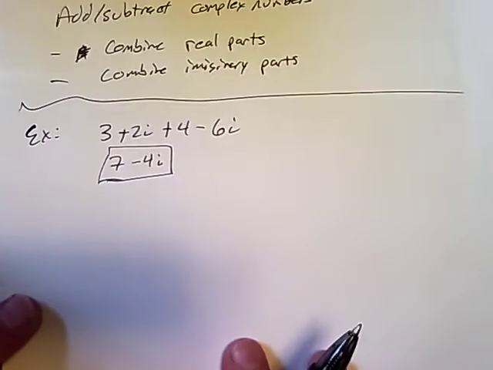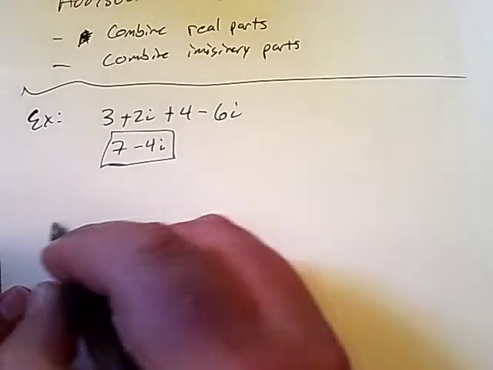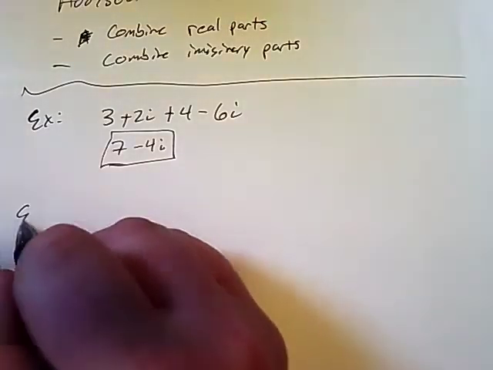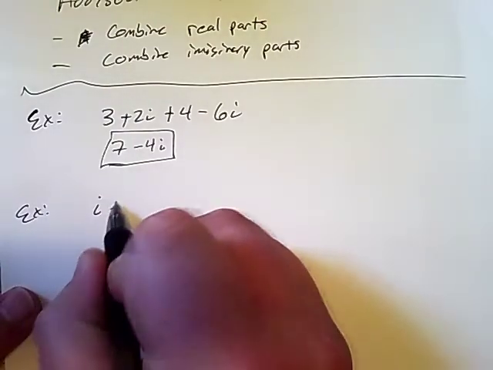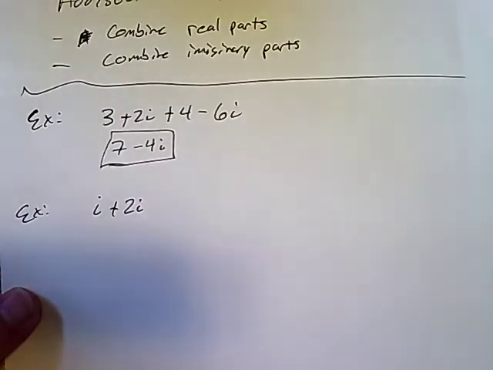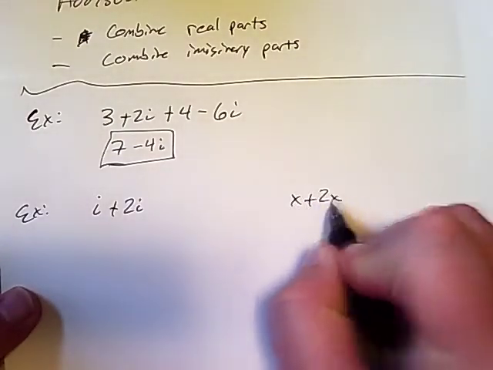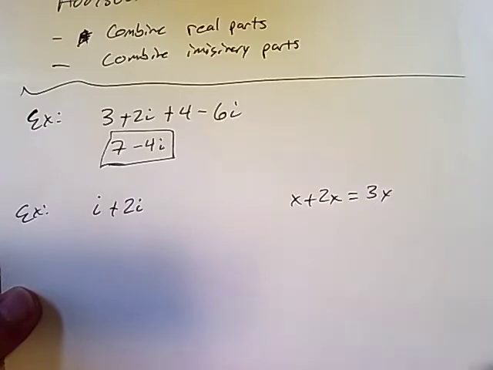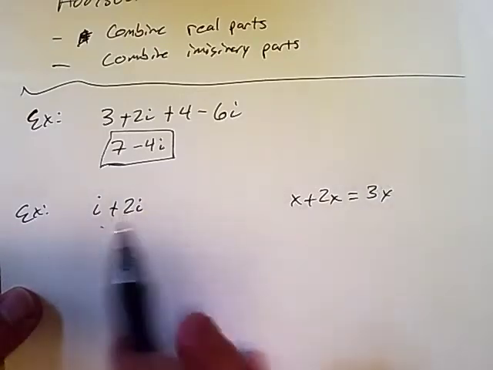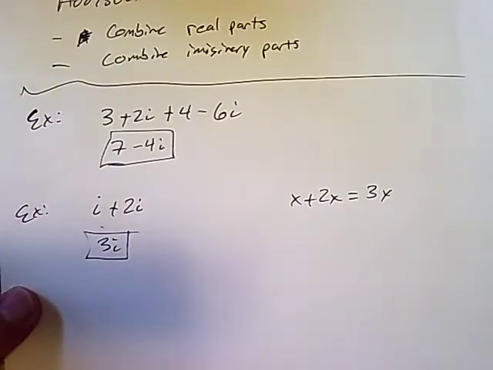Now, ones that are going to look a little silly, a little goofy, I want to see what these might turn into. So what happens if I have i plus 2i? Well, think about this like x plus 2x. If I had x plus 2x, I know this is 1x plus 2x's, and I get a grand total of 3x's, right? Well, the same thing goes here. i plus 2i would simply leave me with 3i, right?